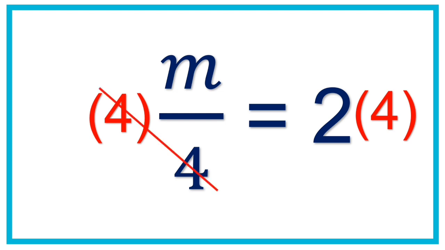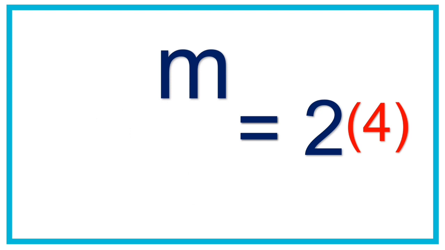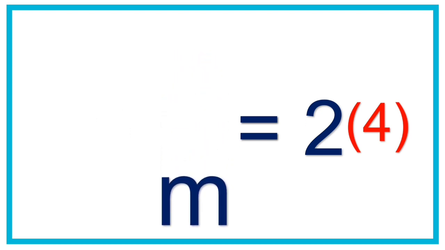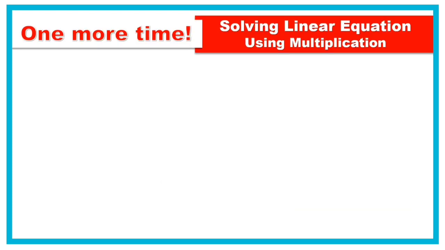That cancels 4, leaving us m isolated or alone. Then we just have to bring m down, bring the equal sign, and the answer 2 times 4 is equal to 8. That's it. One more time.